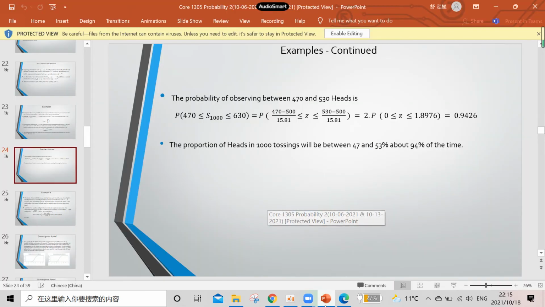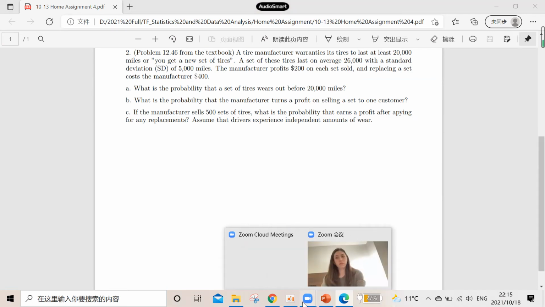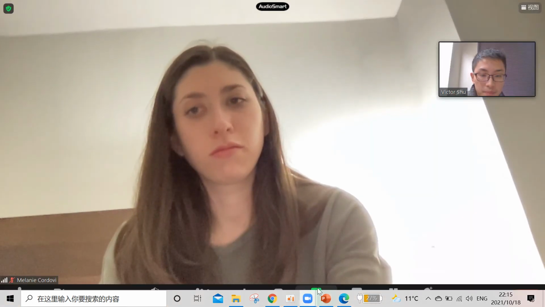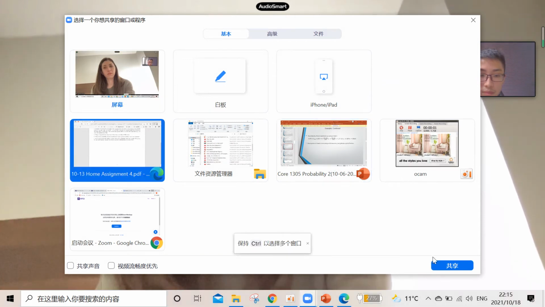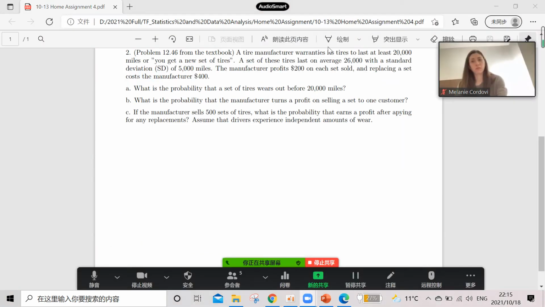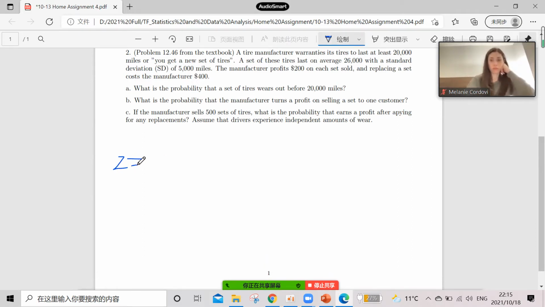Okay, so maybe I need to write that down. You can see the slide now. Yes. So basically Z equals what? Oh, it's ugly handwriting. Z equals X minus mu divided by the standard deviation, right?